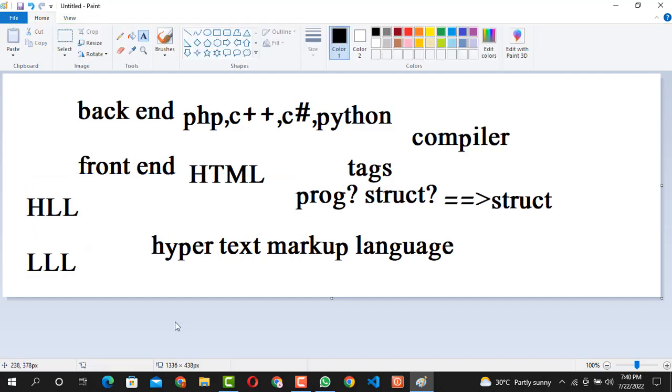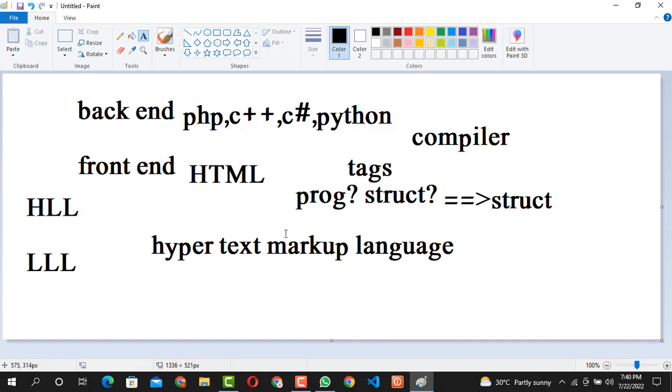And now the next thing: why do we use HTML? Why don't we use C++? As we have defined, C++ is a backend language. It is used for the purpose of developing the logic. But on the other hand, HTML is a kind of front-end language. It is a kind of structured language, so it is used for designing web pages and all those things that you are willing to create in terms of web designing.